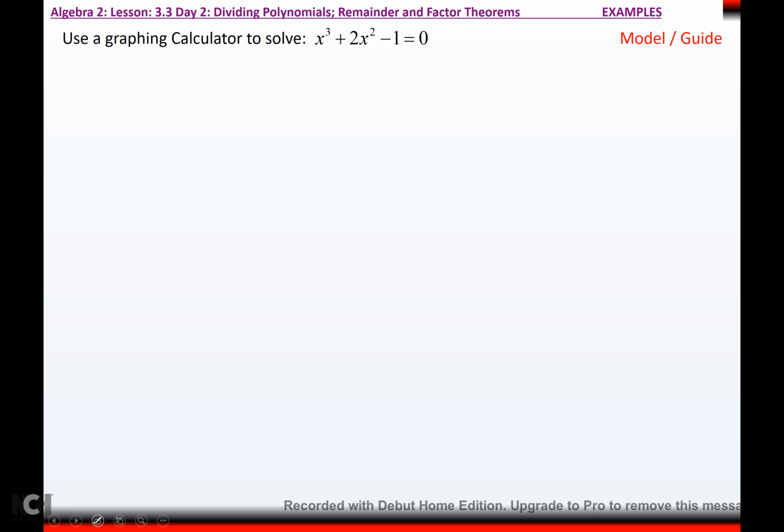So I'm going to use my graphing calculator, and I go to Y equals and type in x caret 3 plus 2x squared minus 1.